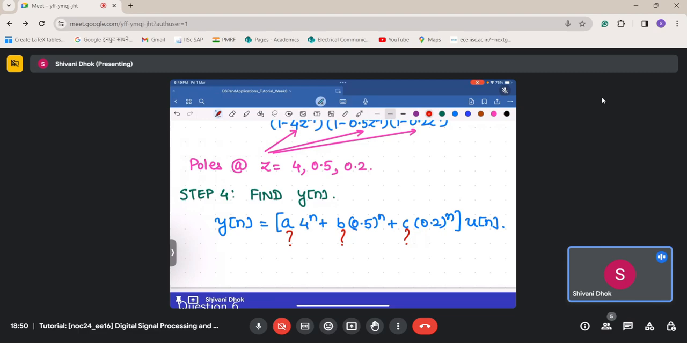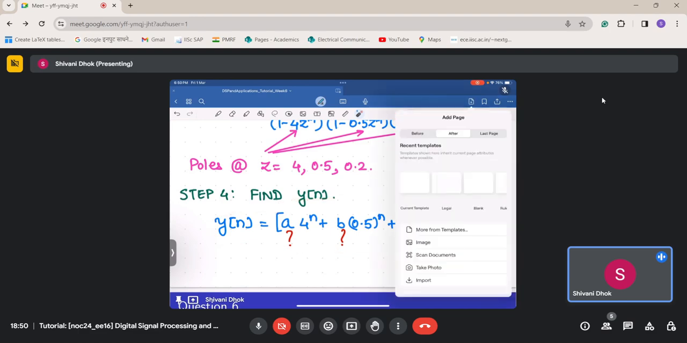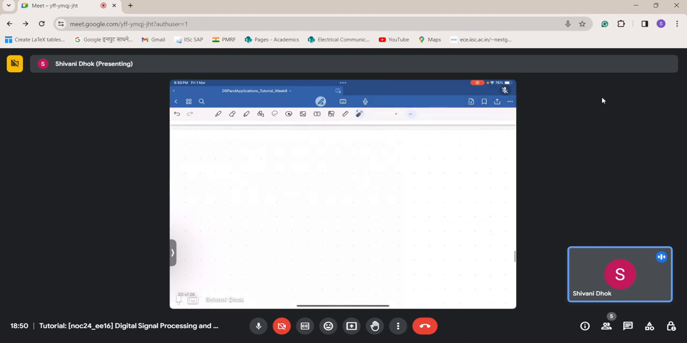So in order to do that, let us first substitute this y of n in the difference equation given to us. So what is our difference equation?